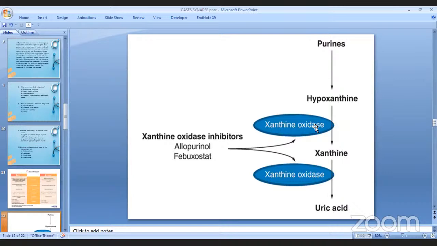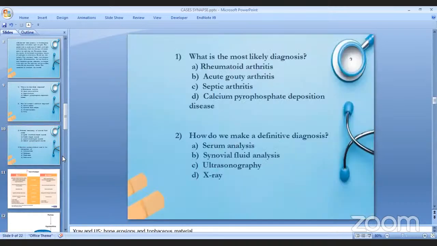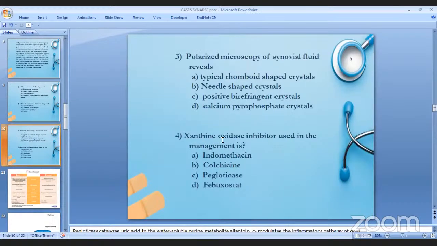So the xanthine oxidase inhibitors are allopurinol and febuxostat. These two are the xanthine oxidase inhibitors. They inhibit the conversion of hypoxanthine to xanthine and xanthine to uric acid. So when we use this drug, our uric acid level is going to decrease. In the question they asked, which of these is a xanthine oxidase inhibitor? It is febuxostat.